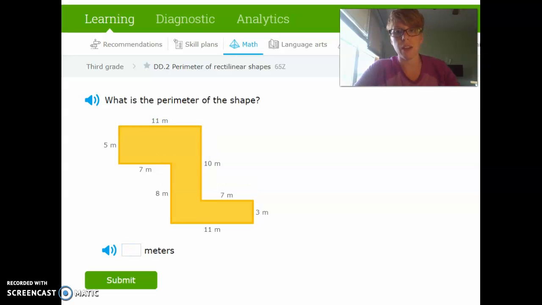So that is how you find the perimeter of rectilinear shapes. I want you to go to IXL and get to at least 85. Try to push for 90 or even 100. Okay? I believe you can do it. You are awesome. Good luck.